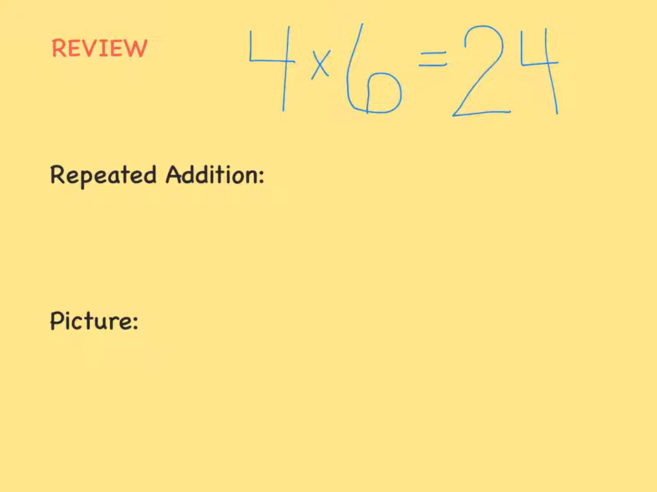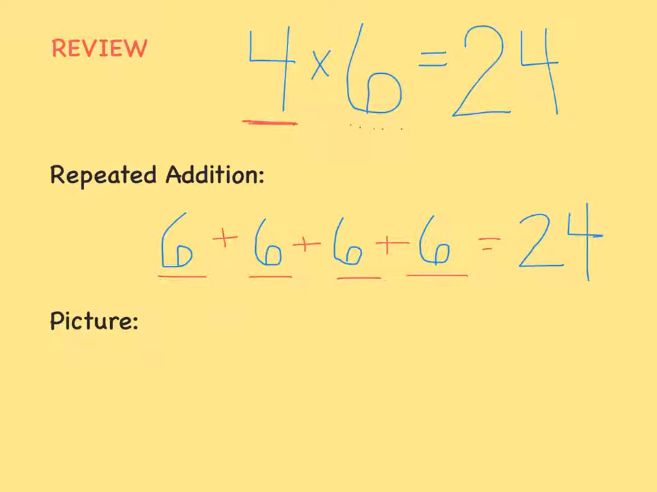For example, 4 times 6 equals 24. Remember, in a multiplication problem, the first number you see is always the number of groups. The second number is how many is in each group. So for repeated addition, there's 4 groups, 1, 2, 3, 4 that we're going to add. And there's 6 in each group, so we'll just add 6 4 times. 4 times 6 is the same thing as 6 plus 6 plus 6 plus 6.